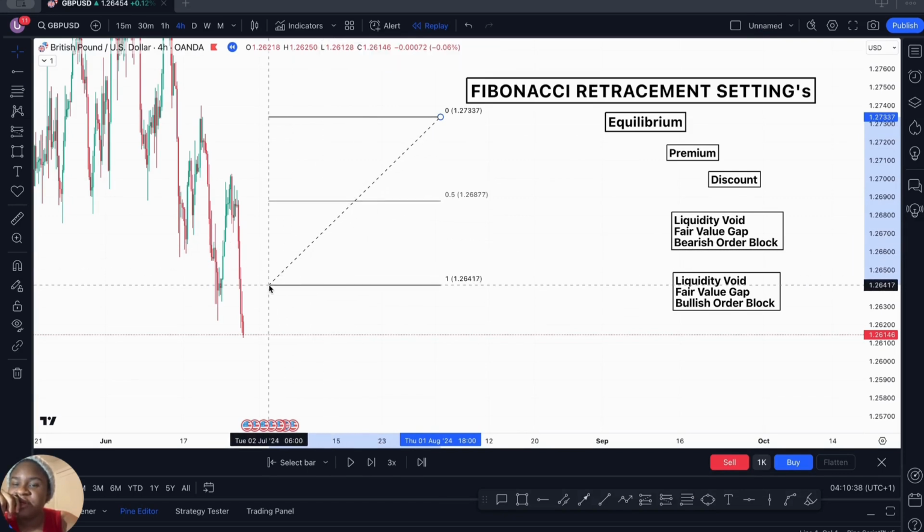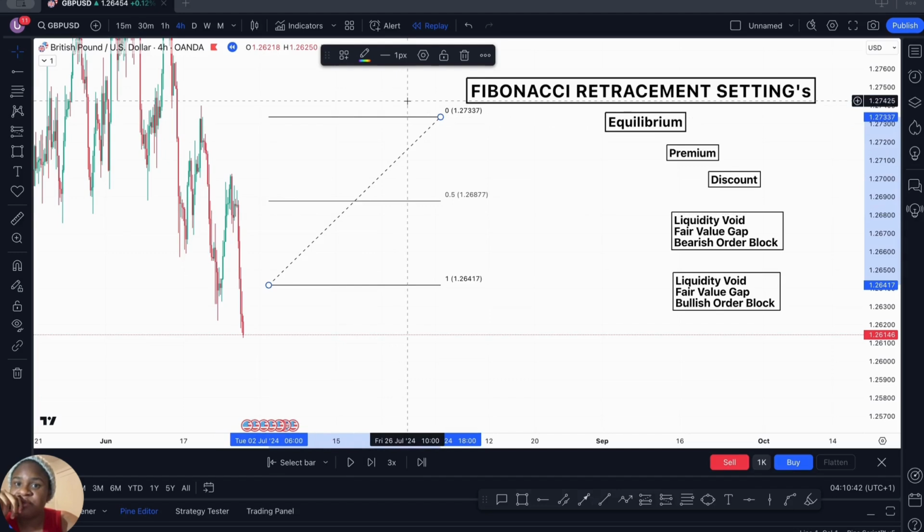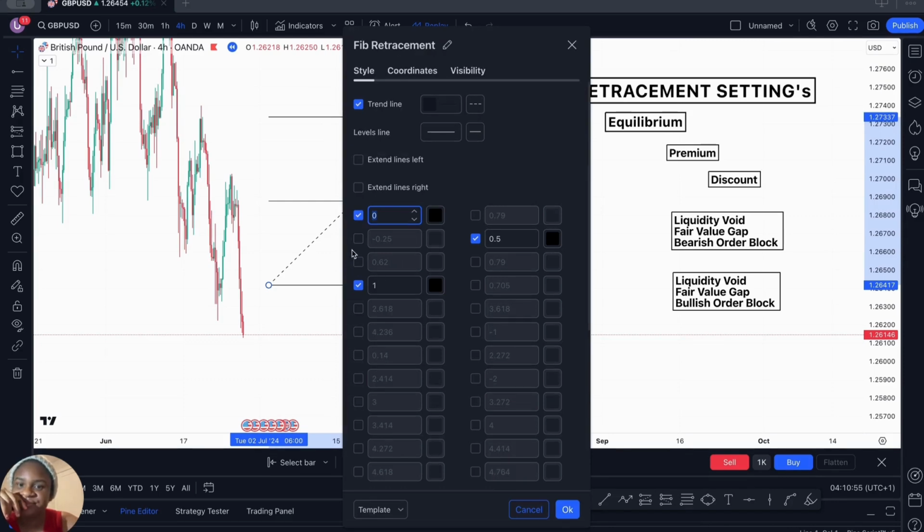Now, your Fibonacci will not come out like this because it will be in a default form. But because I have already set mine, that's why my own is like this. Now, if I tap on my setting, there are different numbers that are here. You can uncheck all these boxes and leave 0, 0.5 and 1, the most important ones.